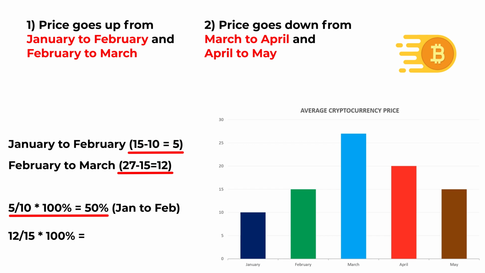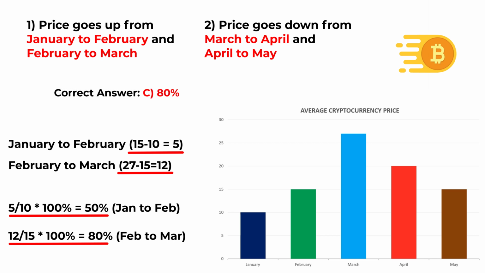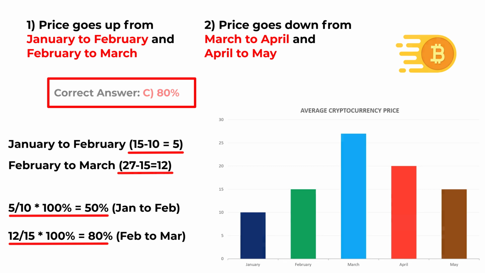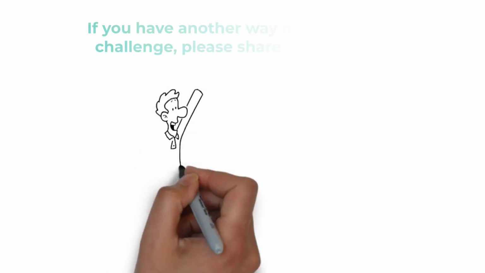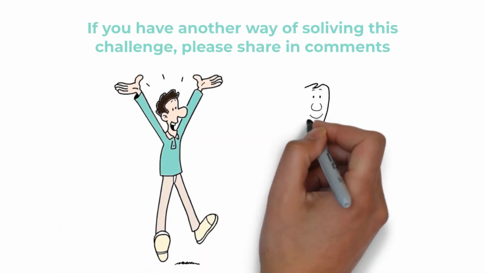Between February and March, price increased by 80%. And this is calculated by dividing 12 by 15 and multiplying by 100%. The end result of this calculation is 80%. So the correct choice here is choice C, 80%. Hopefully you've nailed this question and now know how to answer similar problems on the test.